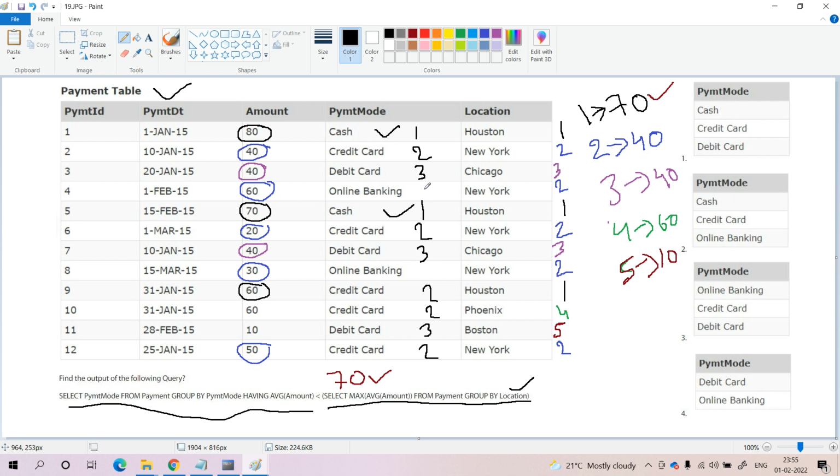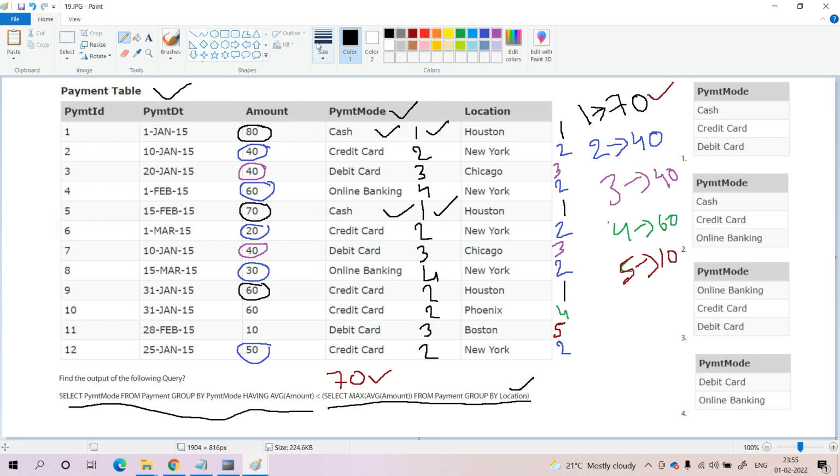Now online banking comes under the fourth group. It is occurring here, and in the eighth row also it is available. Now totally four groups are there as per the payment mode. Now we need to calculate the average amount for the available payment groups. Now what is the first group? Can you please observe? Cash is the first group.